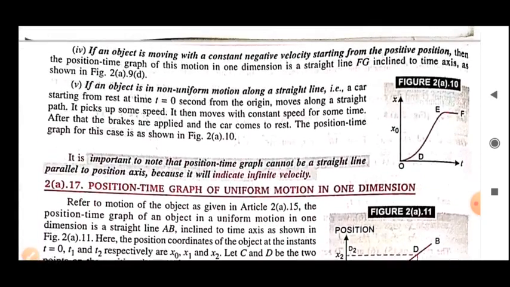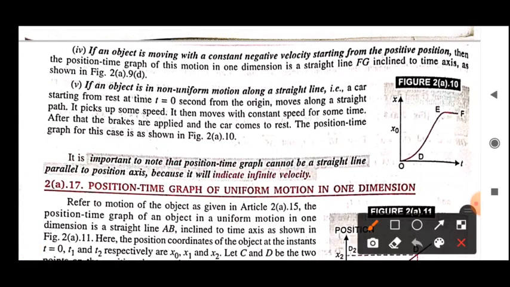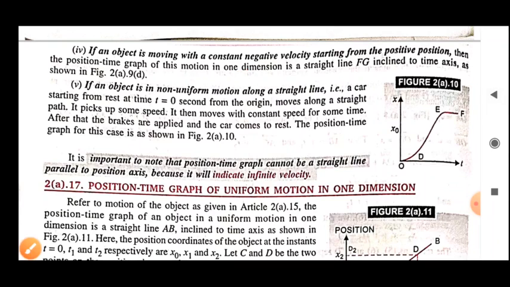Next, this is for an object in non-uniform motion. Non-uniform means its velocity changes continuously with time. In this graph you can see the velocity continuously changing, and due to that we have curved portions, linear portions, constant portions, a lot of portions. This is possible only in non-uniform motion. So these are the graphs that we have just discussed.